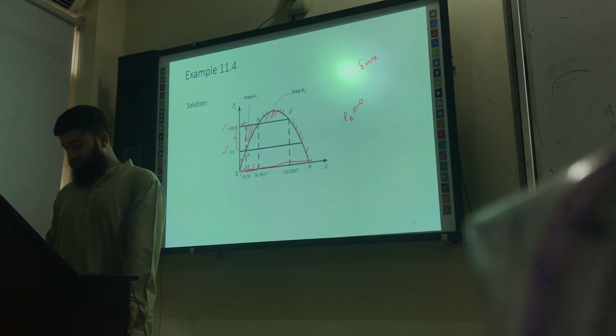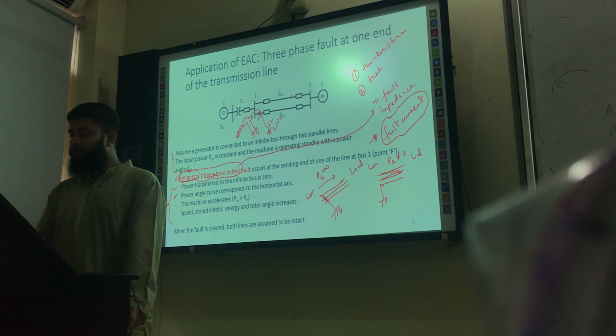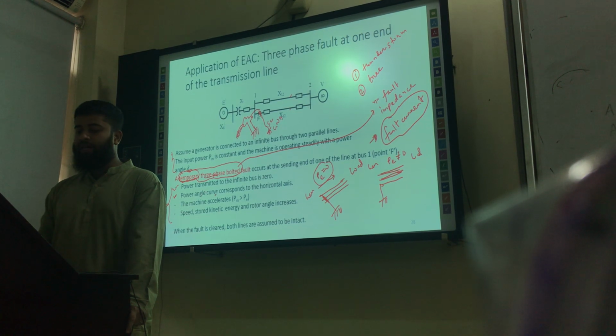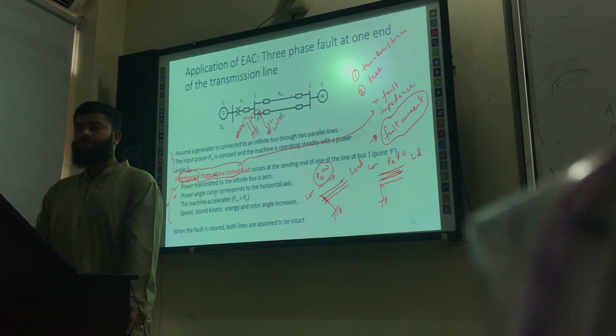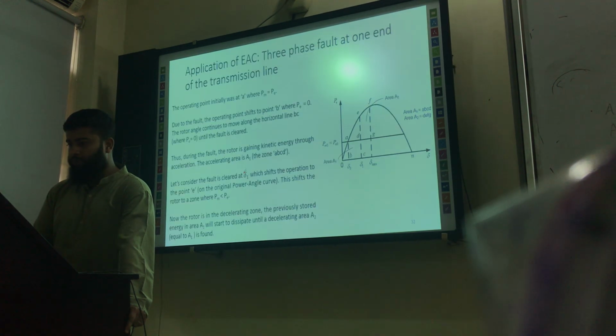Okay. That is said here. Power angle curve corresponds to the horizontal axis. This is during the fault. Whenever there is a fault, the power flow will be 0. So the power angle curve will correspond to the horizontal axis. Okay. We'll see all these things in the power angle curve here, in this figure. No problem. Okay.